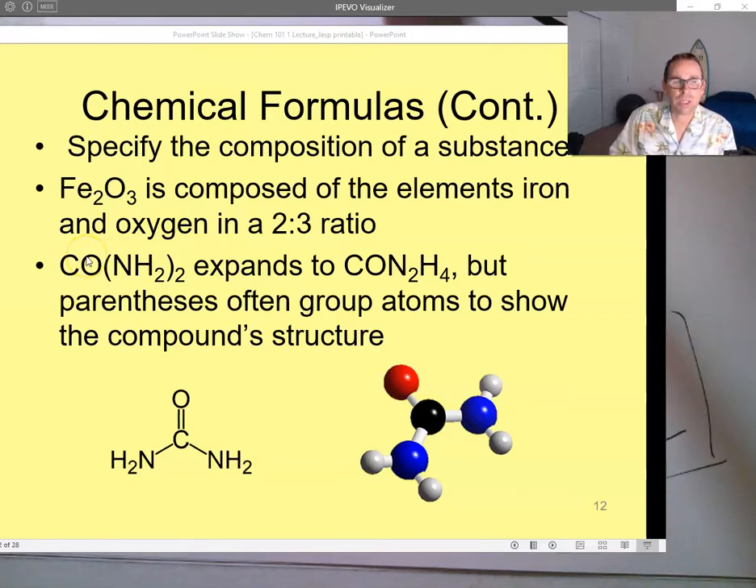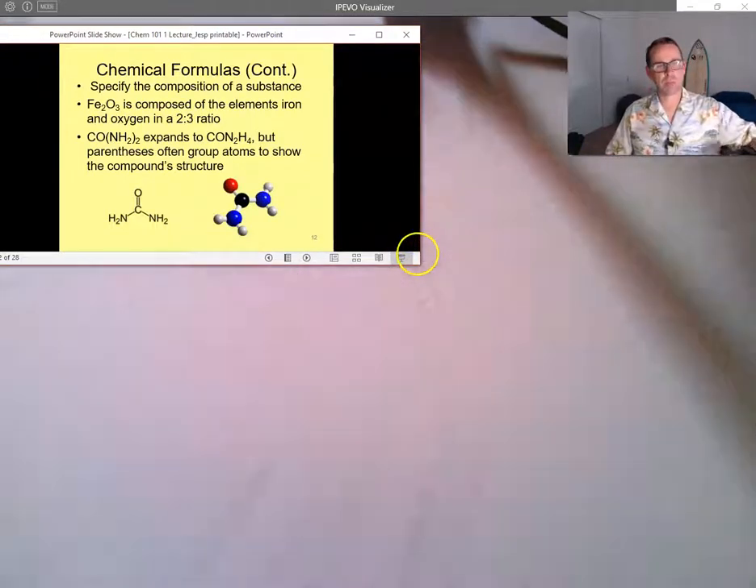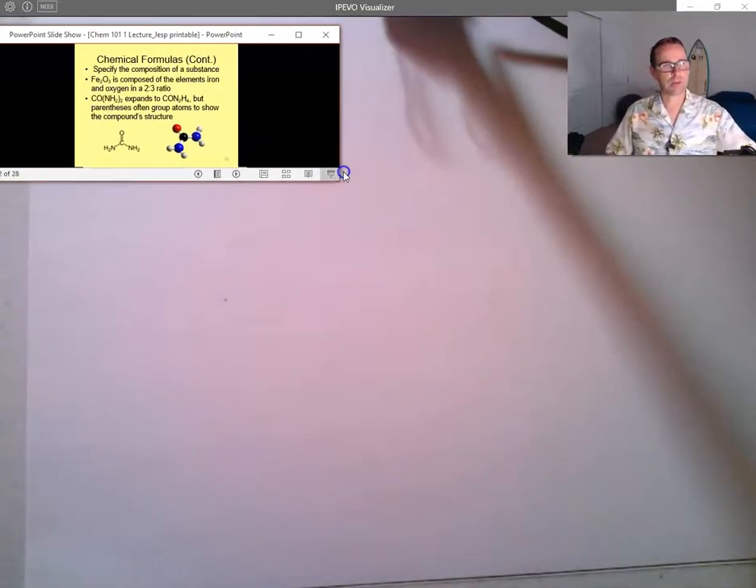But we don't need to be concerned if we see, for example, one way of writing this molecule, CO(NH2)2, with parentheses and then a 2 there. Let me write that down for us on a piece of paper so we can explore it a little bit.